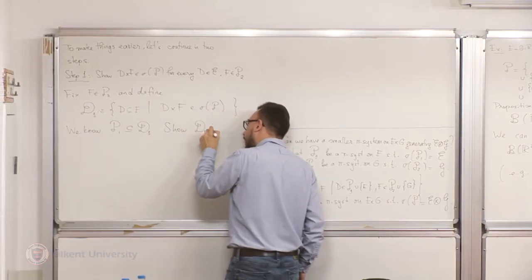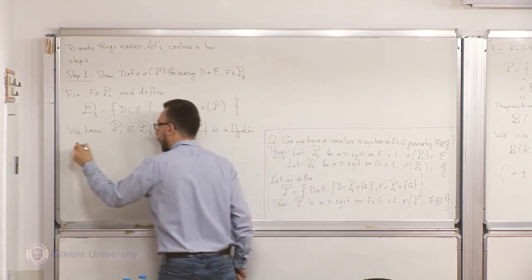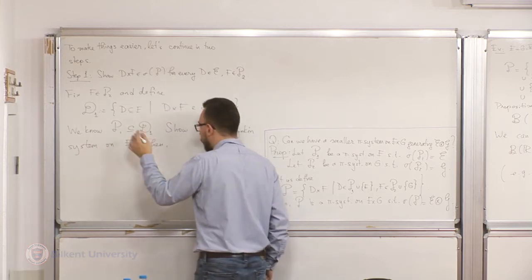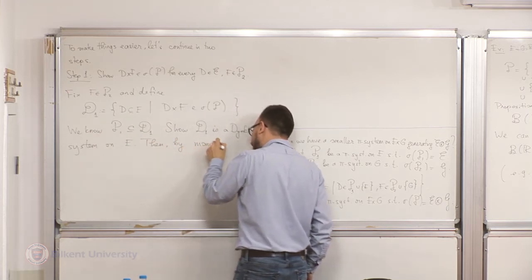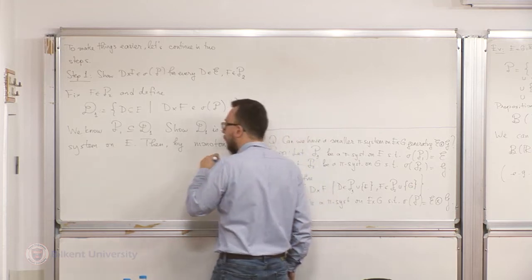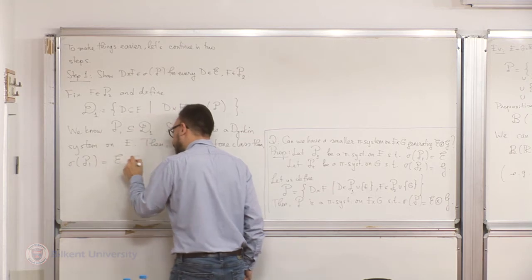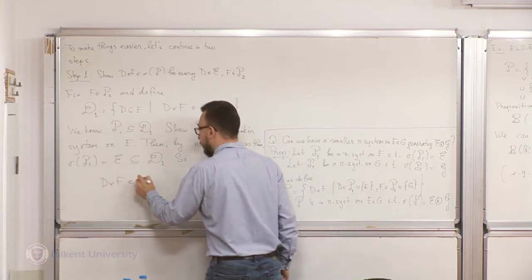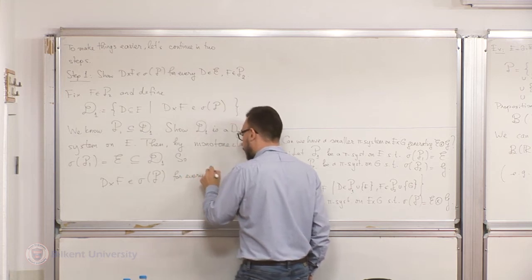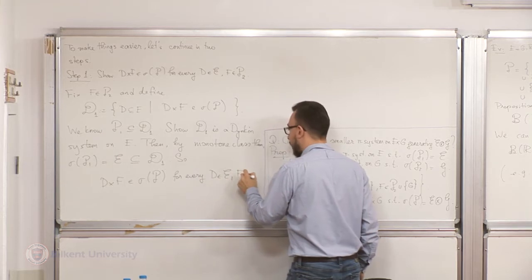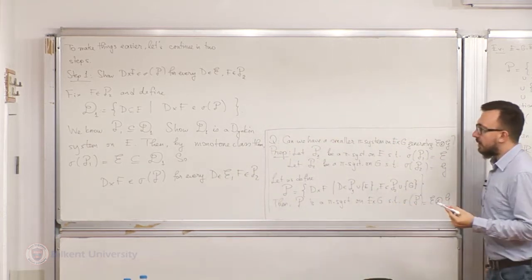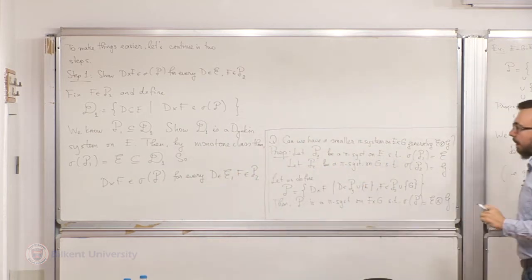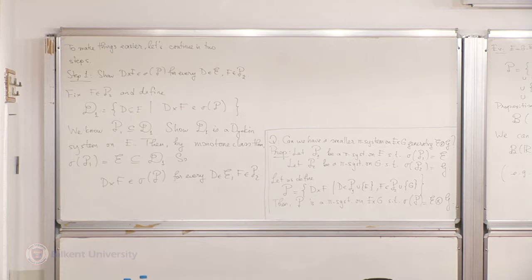Show D1 is a Dynkin system on E. Then this is left as an exercise. By monotone class theorem, we are done. Sigma P1, which is script E, is a subset of D1. So D cross F is in sigma P for every D in E and F in P2. Just read what it means to have script E is a subset of D1. This is precisely this statement. Okay? So this is step one.